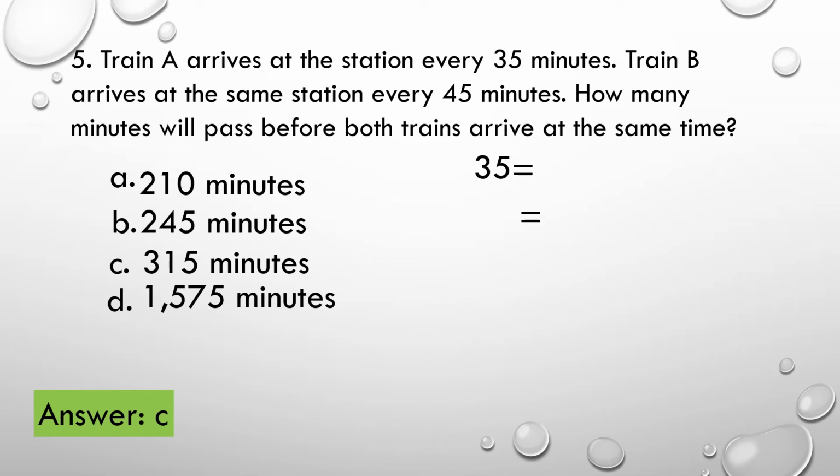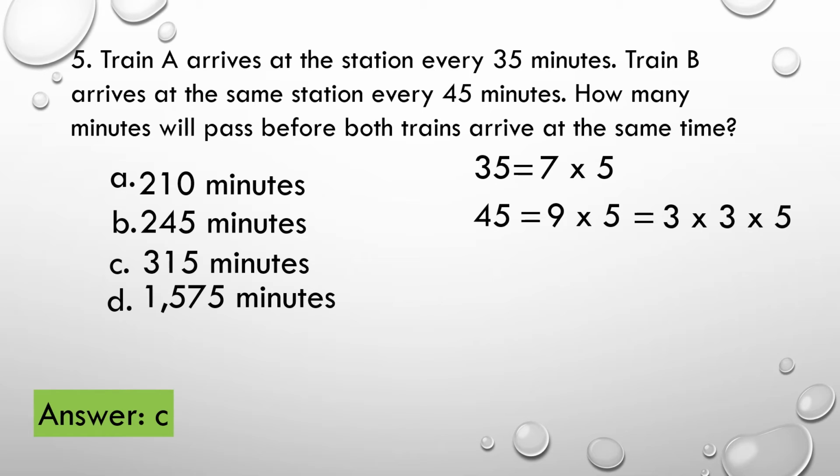So for 35, if you're going to use prime factorization, you just need to get the prime factors of 35. So we have 7 times 5. So it's good already because 7 is a prime and 5 is also a prime. For 45, let's say 9 times 5. But here 9 is not a prime number yet. So we need to get the prime factors of 9, which is 3 times 3. Which means that 45 is equal to 3 times 3 times 5.